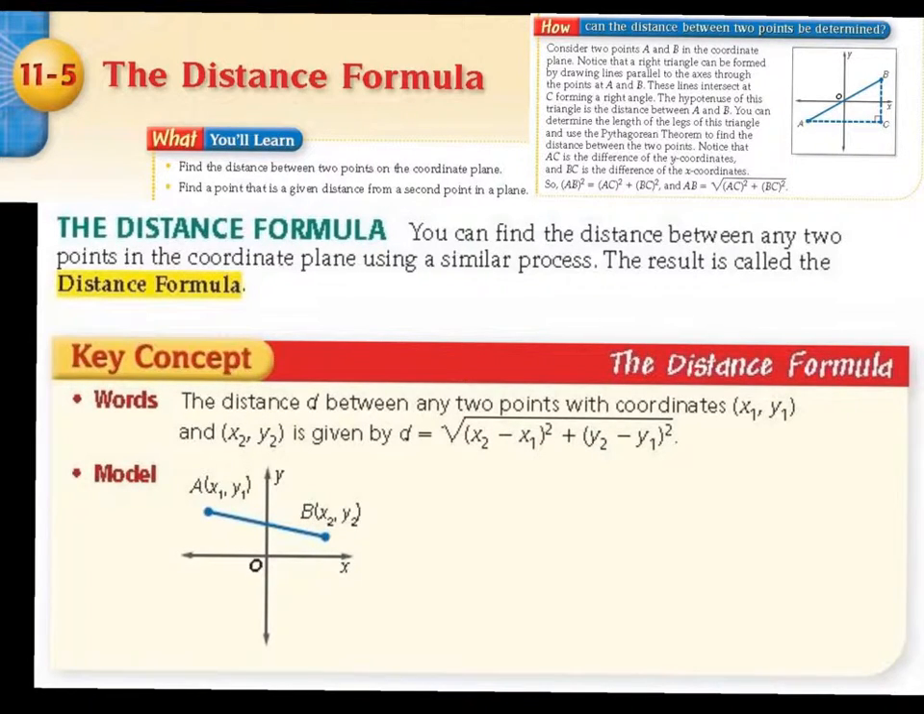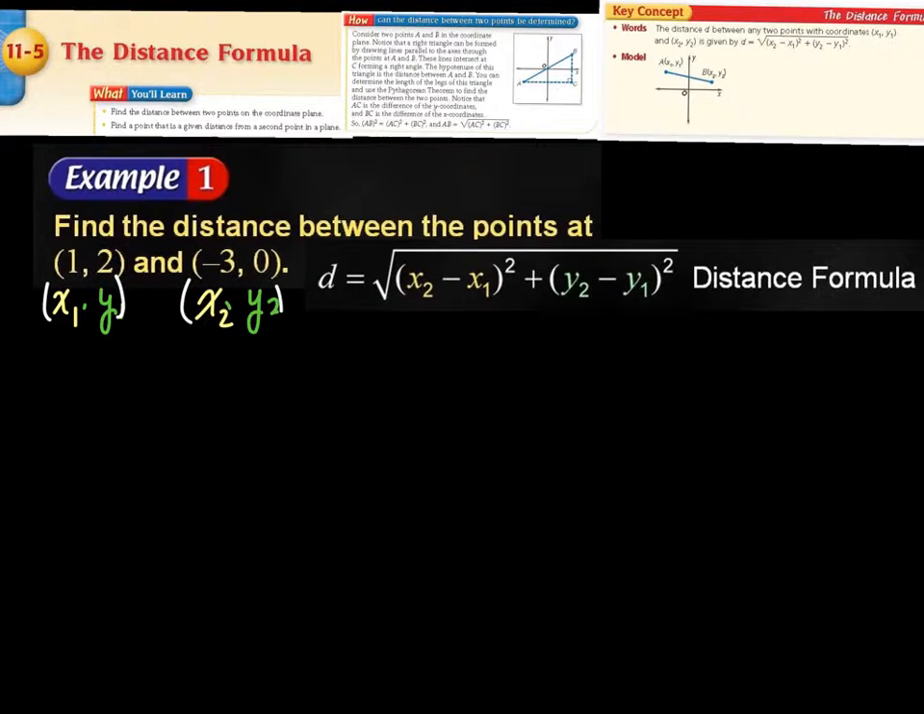The distance d between any 2 points with the coordinates x sub 1, y sub 1, and x sub 2, y sub 2 is given by d equals the square root of the difference in the x's squared plus the difference in the y's squared. So all we need to do to find the distance between any 2 points is use the formula.